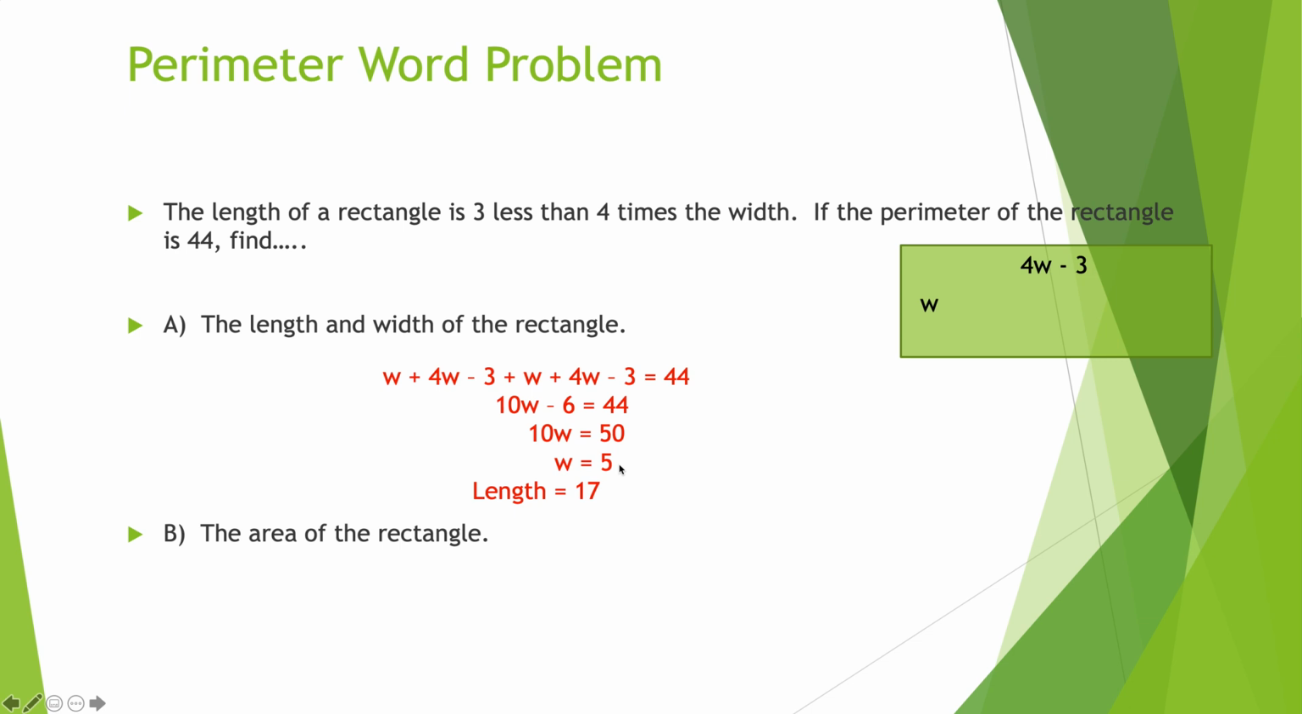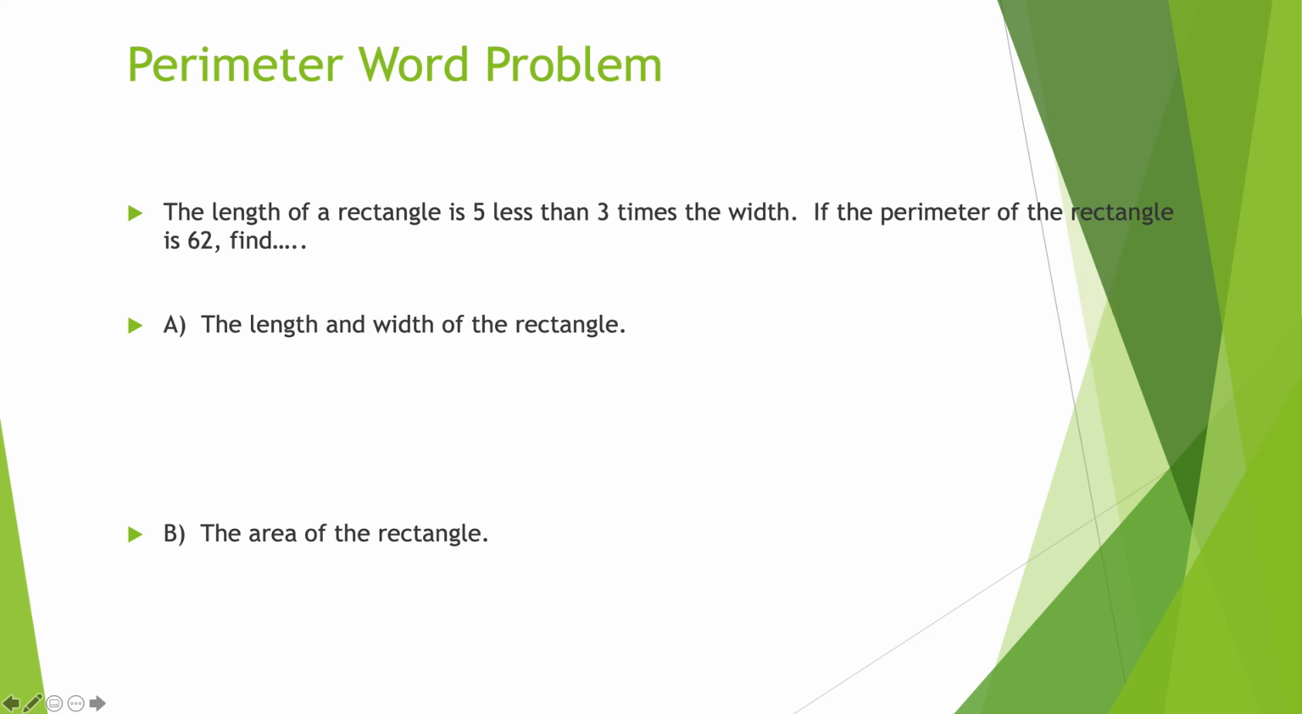So the width is 5 and the length is, to get the length, I've got to plug it in. 4 times 5 is 20, minus 3 is 17. What's the area? 5 times 17 is 85, because length times width is area. Okay, let's try the next one. Go ahead. I'll go over it with you in a minute.